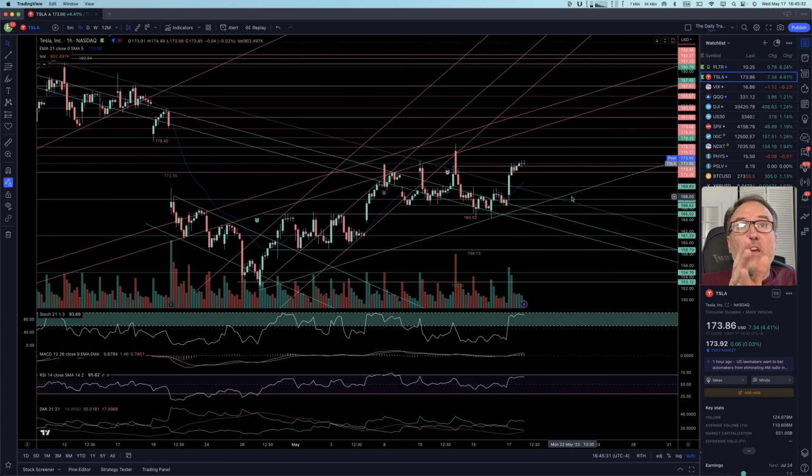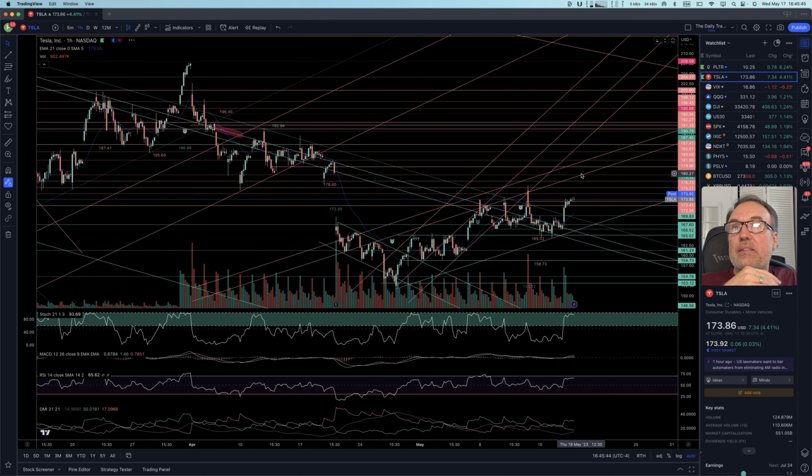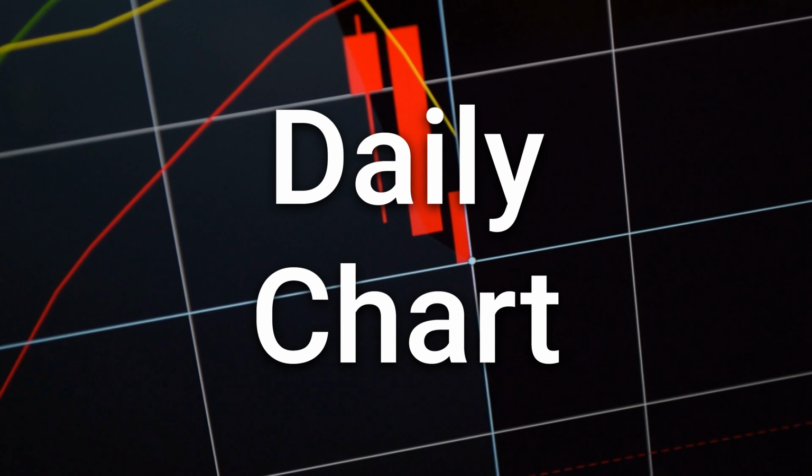If you got in, you should have 172.35 as a stop loss. If it goes lower than that, you can get out. But if you get in at this point, then you can see until where it goes. So on the 1 hour chart, everything is perfectly nice in terms of the indicators. Let's go back to the daily chart.